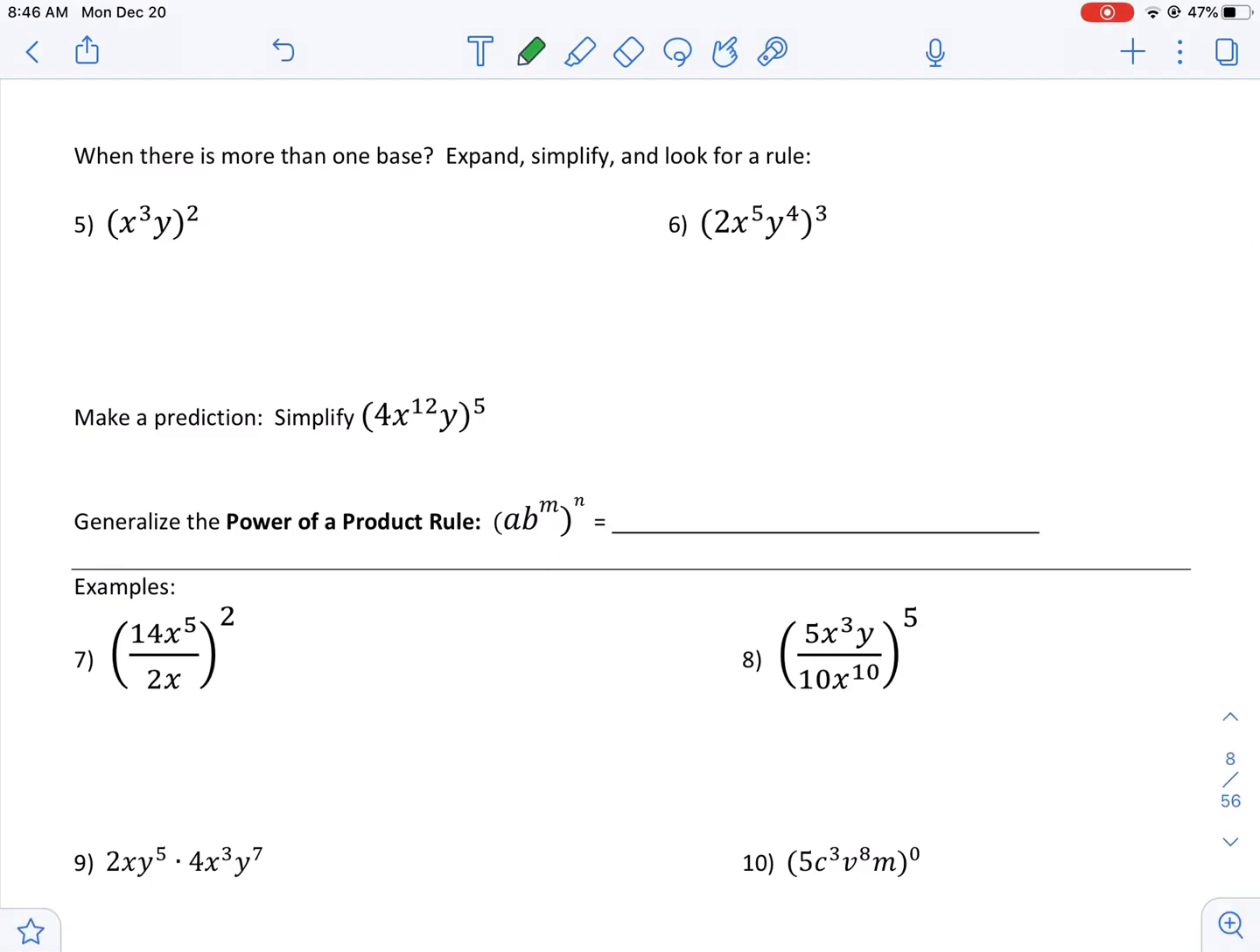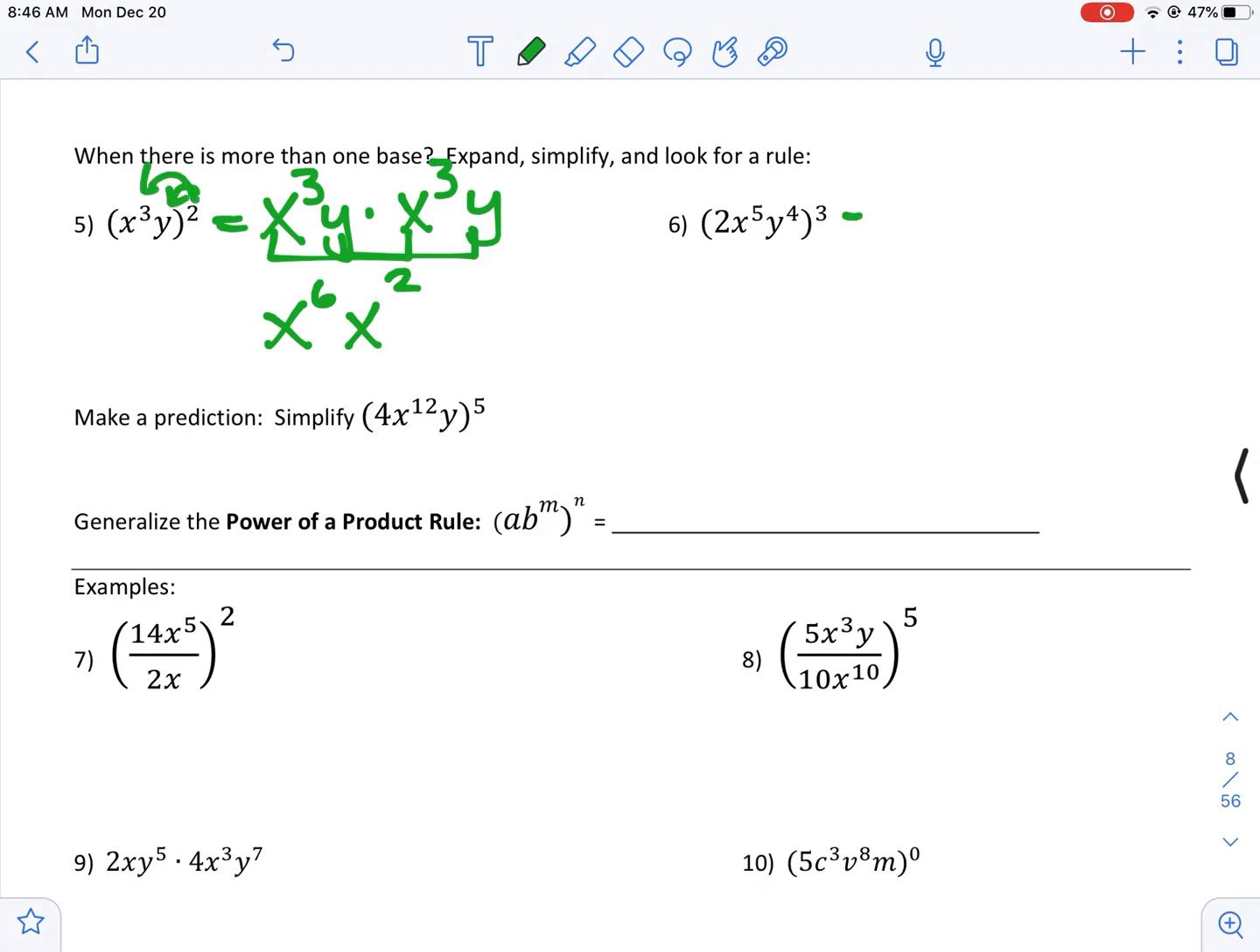So if there's more than one base, let's see what happens. This would be x to the 3rd y times x to the 3rd y. So x's, well, there's 6 of them total, and then there's 2 y's. Okay, so it looks like I just kind of distribute this here. Let's see if that works here. We have it 3 times: 2x to the 5th y to the 4th, 2x to the 5th y to the 4th, 2x to the 5th y to the 4th.